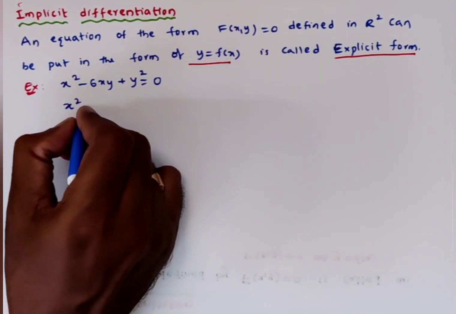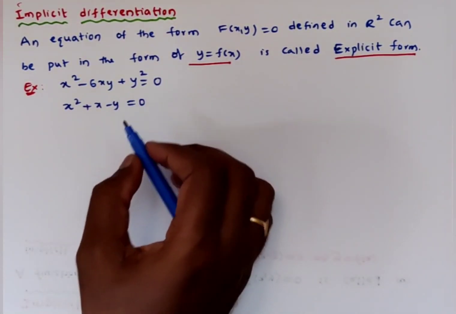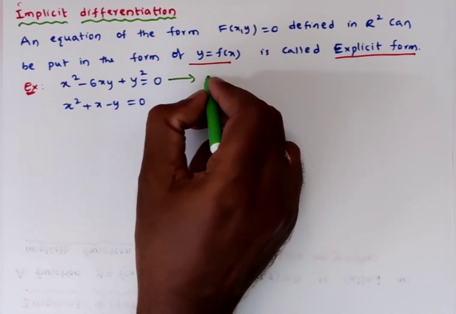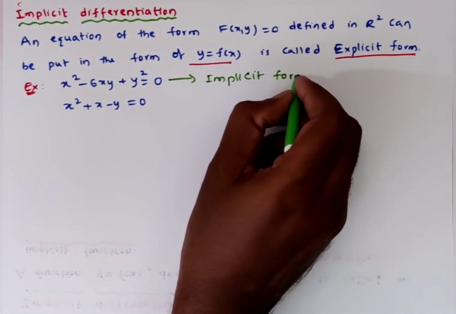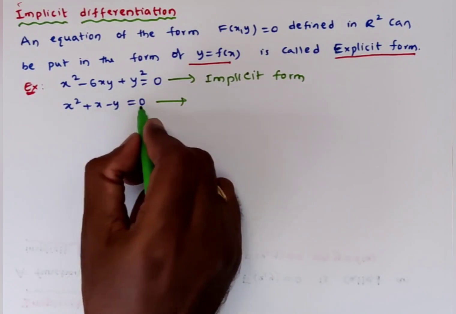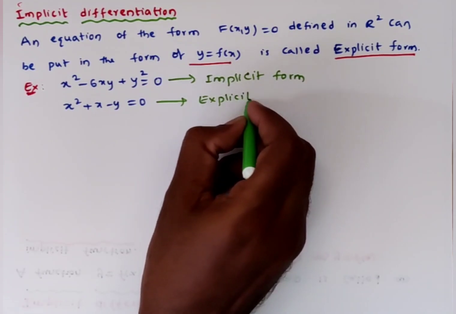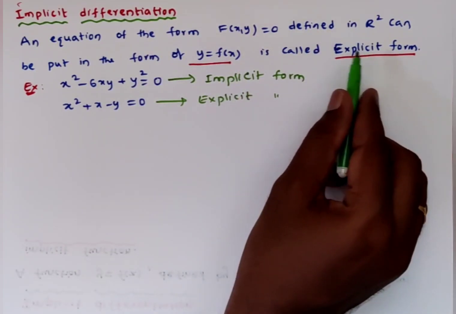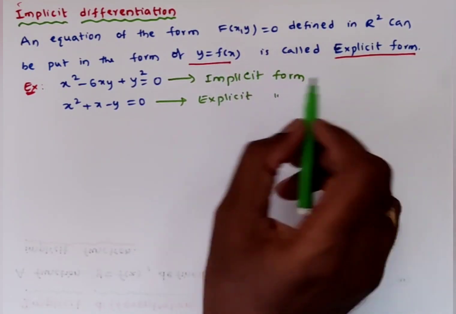Here we have x square plus x minus y equal to 0. Here we can express y as y equals x square plus x, so this is explicit form. In the other one, we cannot separate y to the form y equal to f of x, so it is implicit. The final definition is the same: f of x comma y equal to 0 if it can be written as y equal to f of x is explicit, otherwise implicit.